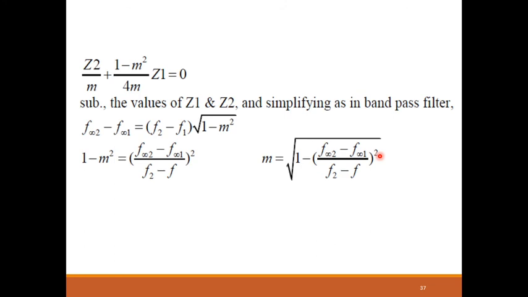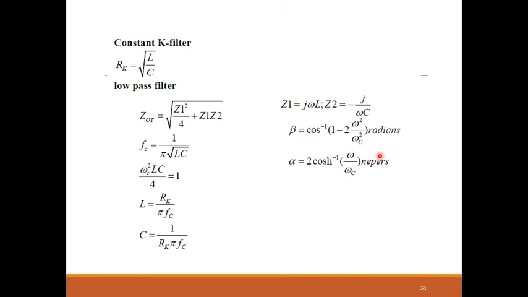So let us summarize all the points in the fourth unit. Normally the filters are classified into 4 categories, that is low pass, high pass, band pass, and band elimination or band stop filter. In the 4 different types of filters, we discussed the definitions. I hope you understand. Then from each filter we found the constant K filter for all cases.